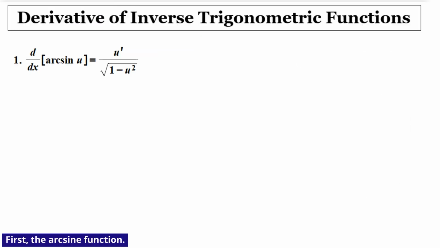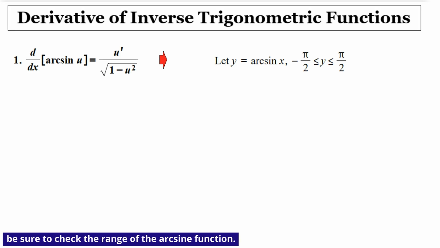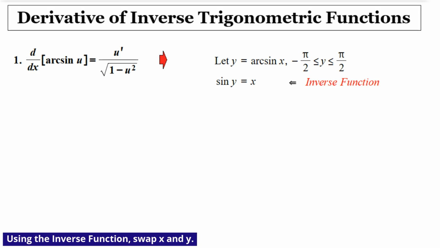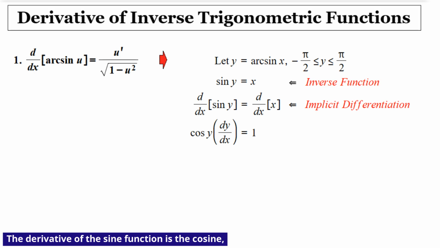First, the arcsine function. Firstly, defining the domain as x. Be sure to check the range of the arcsine function. Using the inverse function, swap x and y. Apply implicit differentiation. The derivative of the sine function is the cosine, and dy/dx becomes 1 over cosine y.